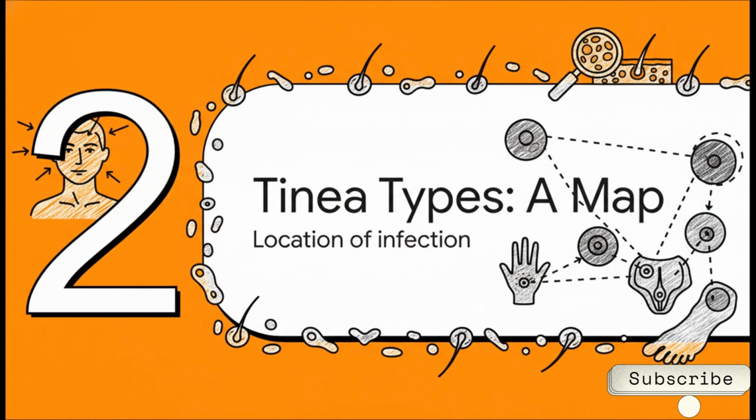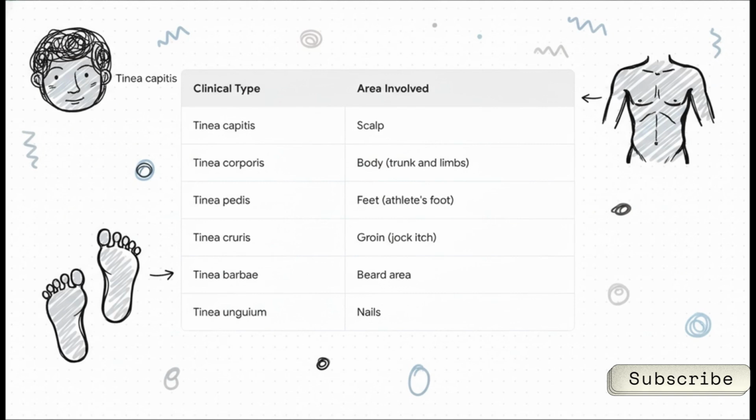All right, next up, let's make a clinical map. We're going to look at where these infections actually pop up on the body. So this table right here, this is pure exam gold. The naming system is actually pretty logical, which is nice for a change, right? It's always tinea plus the Latin name for the body part. So, tinea capitis. Capitis sounds like cap, so that's the scalp. Tinea corporis. Corpus means body. Tinea pedis, pedal for feet. You get the idea. Cruris is the groin, barbae is the beard area, and unguium is the nails. Super straightforward and very, very testable.